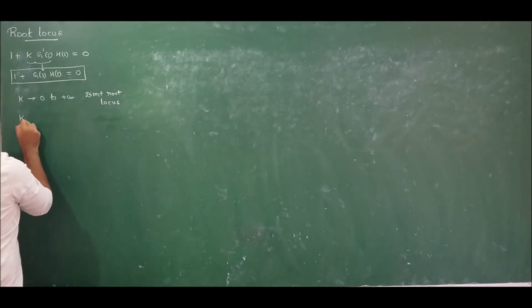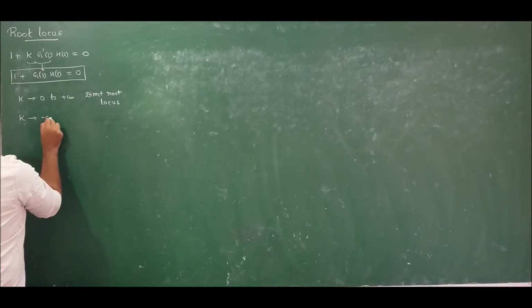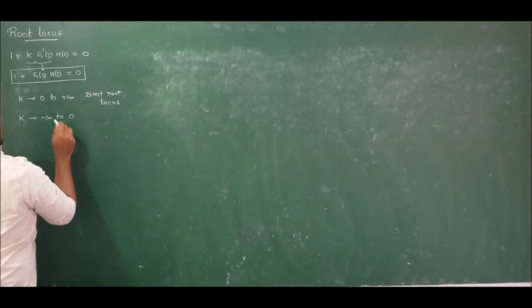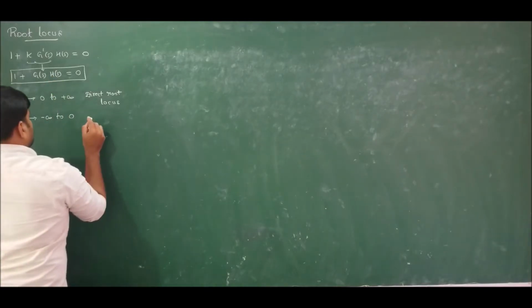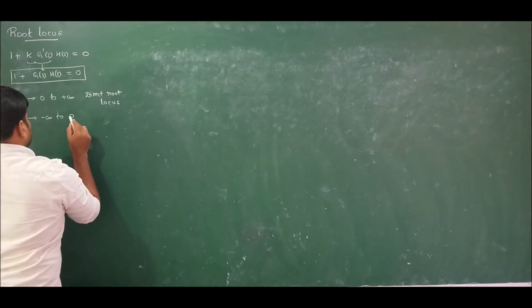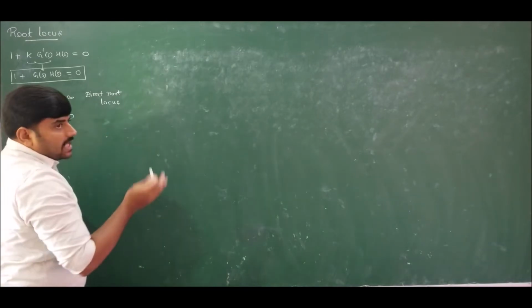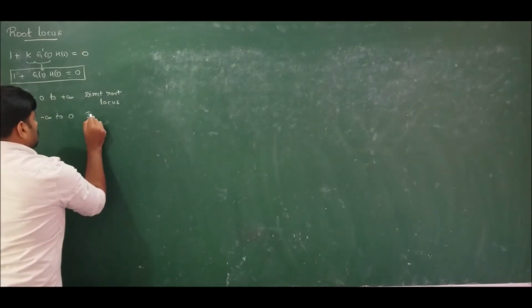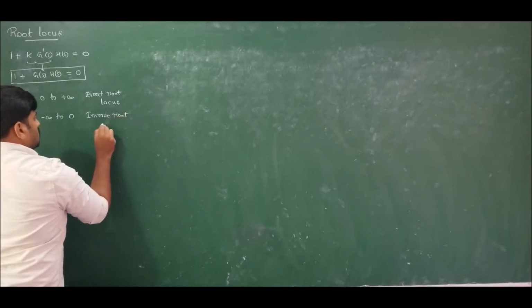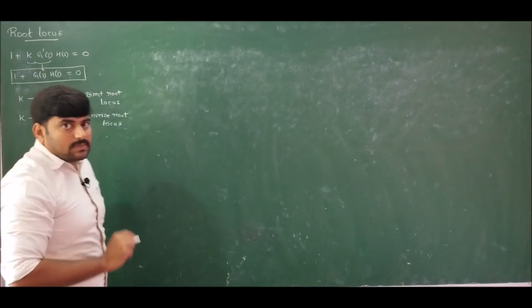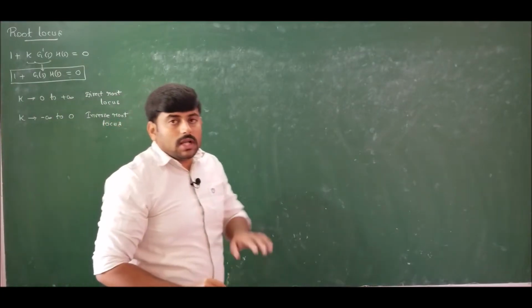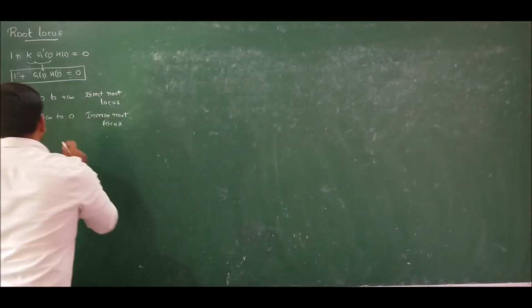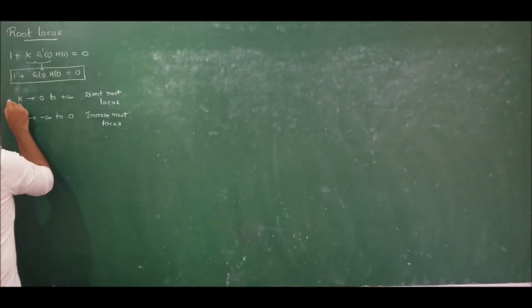If I vary the value of k from minus infinity to 0, and solve this characteristic equation and obtain the n number of poles, connect them, I'll get the root locus, which is called the inverse root locus. Unless otherwise specified, always we will solve for direct root locus. Keep that in mind.